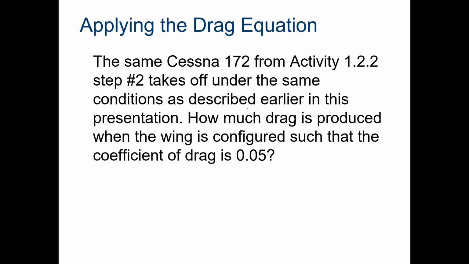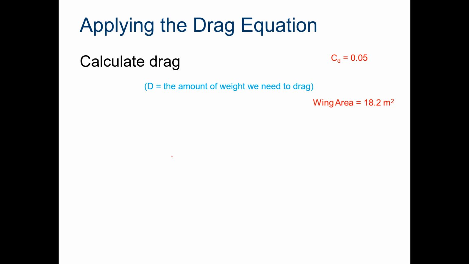So let's actually look at an example again here. We're going to take the same Cessna, applying the same conditions. It's asking us to calculate the drag that is produced when the wing is configured such that the coefficient of drag is 0.05. So let's look at our problem here. The coefficient of drag, we said, is 2D over APV squared, okay? And we said that D is the amount of drag. Our coefficient of drag is 0.05.